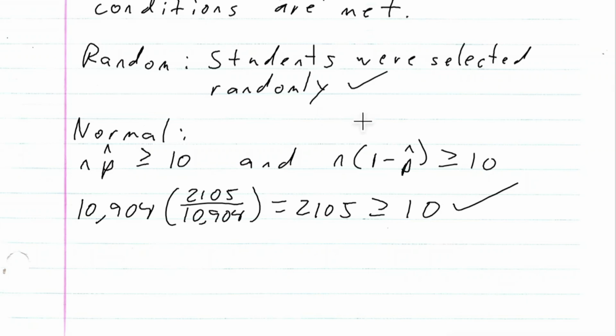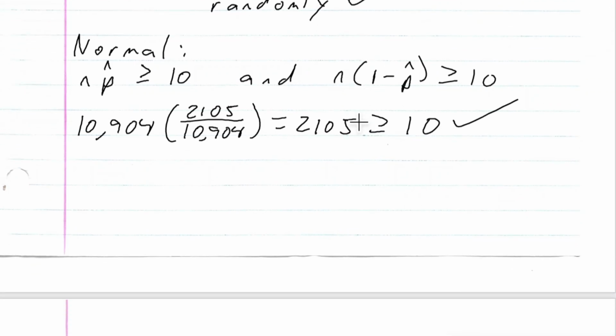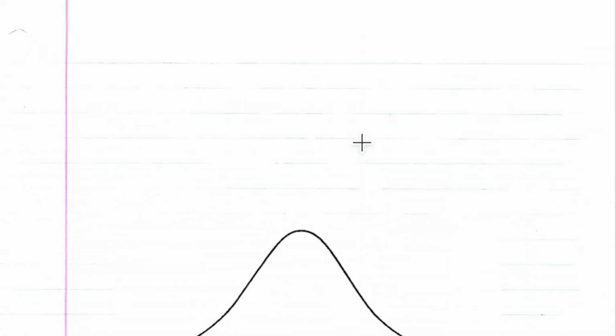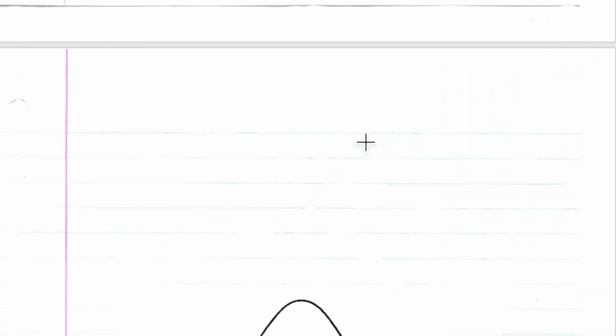And then the next one is going to be 10,904 times 1 minus p hat, which is 8,799 over 10,904. Of course, this is 8,799, and this is bigger than or equal to 10. So we can assume that the distribution is approximately normal. Now, the last condition is independence.